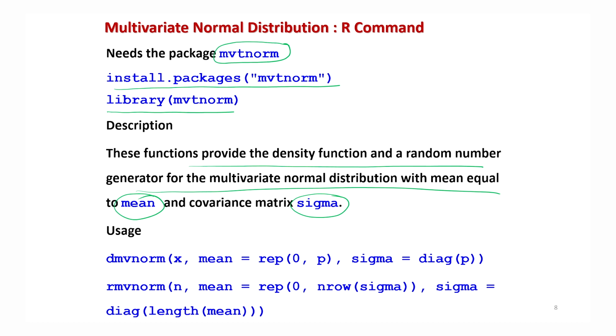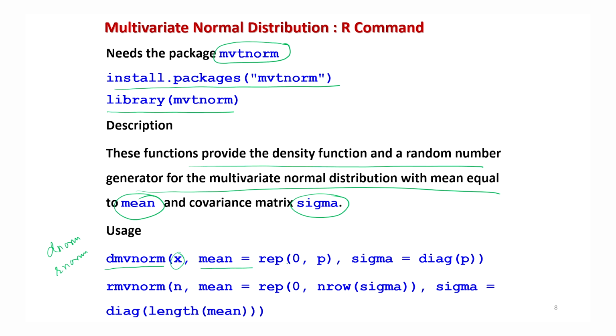For example, you remember that in the case of the univariate normal, you used the command dnorm to create the density, and rnorm to generate random numbers. Similarly, here also we have the command dmvnorm. Then here you give the values of the x data vector that you want, and then the mean.